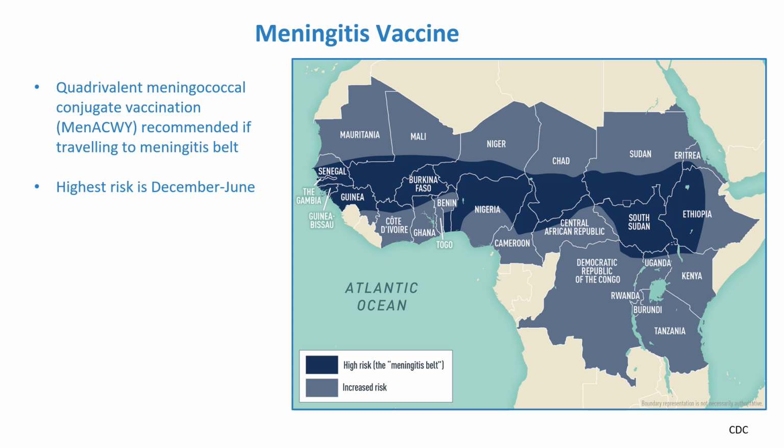Next, we'll turn to meningitis vaccines. So if you are traveling between December and June in any of the countries that lie in this meningitis belt, it is recommended that you receive the quadrivalent meningococcal conjugate vaccine.